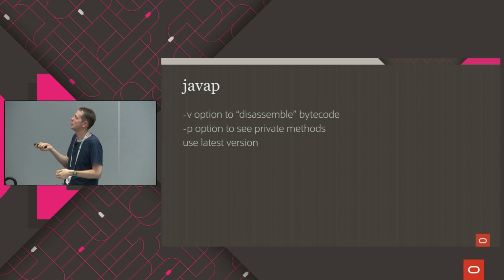And when you use it, the -v option, the verbose one, is going to give you the disassembly, and -p will give you the private methods. So generally, when you're looking at an unknown class, you'll use -v -p.